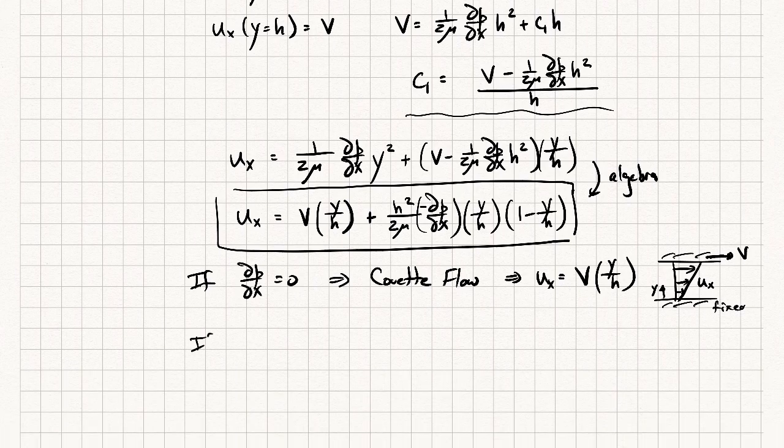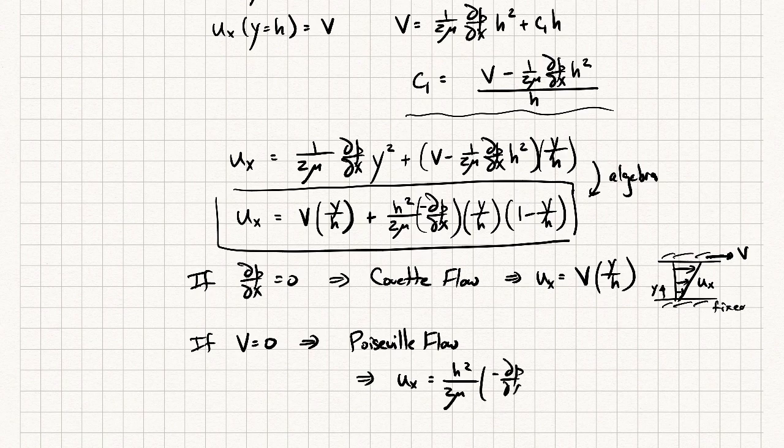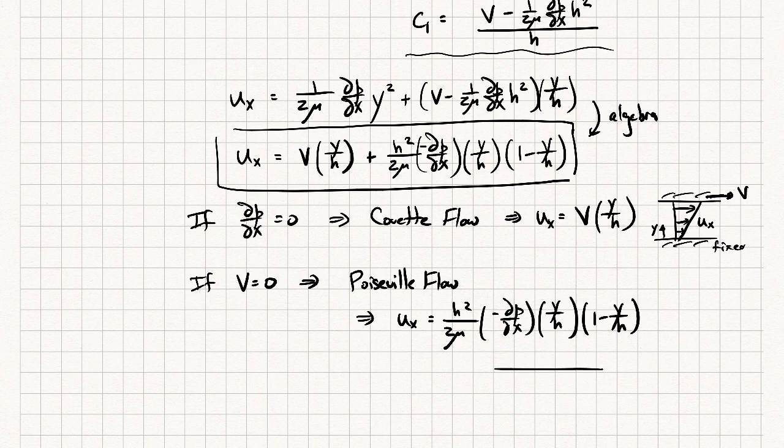So that's what that looks like. And the other canonical flow that we use in fluid mechanics is if we make V equal to 0, then we get what's known as a Poiseuille flow. So this is a flow that's driven just by pressure. That one looks like this: h squared over 2 mu times minus dp/dx, times y over h, times 1 minus y over h. This is actually a parabola. So if I sketched out what that velocity profile looks like, it would look like a parabolic profile with the maximum at the center.